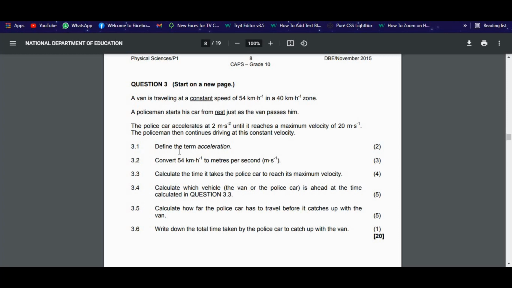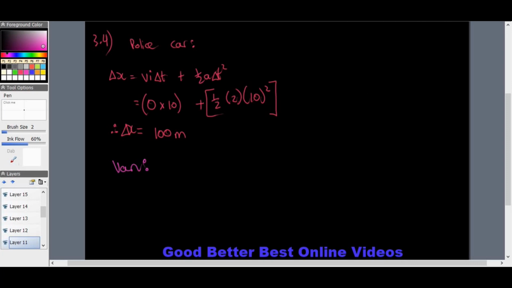The van is traveling at a constant speed. So if there's a constant speed, there is no acceleration. In other words, for the van, if I use the same equation, delta x is equal to Vi delta t plus half a delta t all squared. If he's at a constant speed, there's no acceleration, so 0 times delta t all squared, which is basically going to give me 0 anyway. So my delta x is only going to equal Vi delta t in this equation, because there's constant speed, so therefore there is no acceleration.